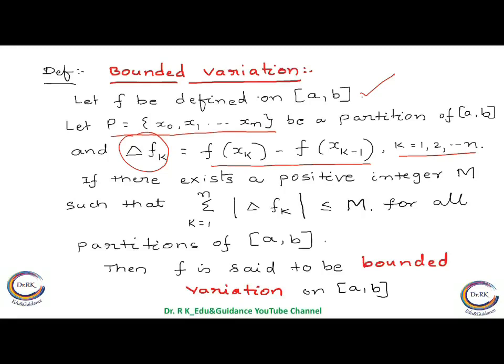So then if there exists a positive integer M such that summation over k from 1 to n mod of delta fk less than or equal to M. This is for all partitions defined on the closed interval a comma b. So then the function defined is said to be of bounded variation on ab. This is the basic definition related to bounded variation.